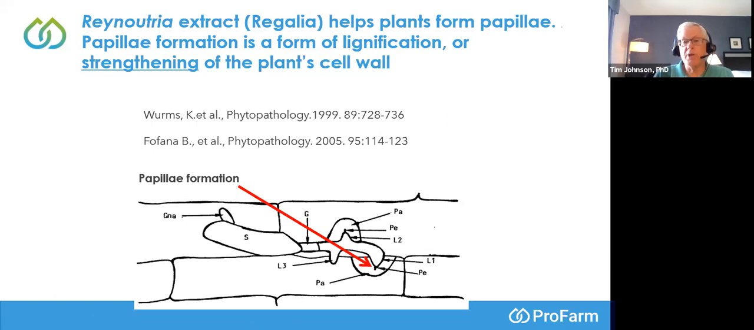used in cell wall production, helps the plants produce papillae. And a papilla is a form of lignification, or essentially forming a cell wall, if you will, around a point of penetration by a fungal hypha. So it helps create a physical barrier, if you will, to prevent infection into the leaf tissue.